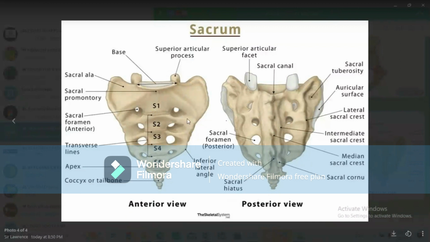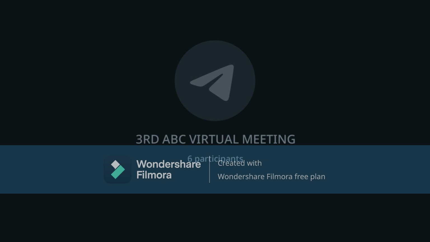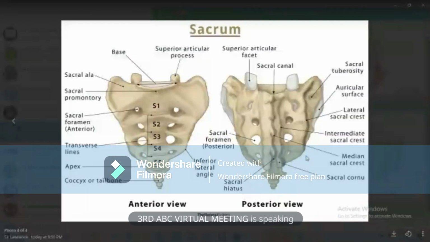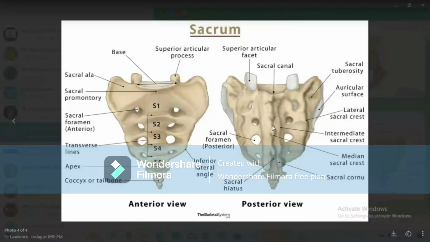Then there's something I want us to know here. There is this ridge formed here. We have the medial sacral crest, we have the intermediate sacral crest, and then we have the lateral sacral crest. What forms these crests? For the medial sacral crest, it's usually formed by fusion of the spinous processes of S1, S2, and S3. The first 3 sacral vertebrae fuse together, their spinous processes fuse together to form the medial sacral crest.